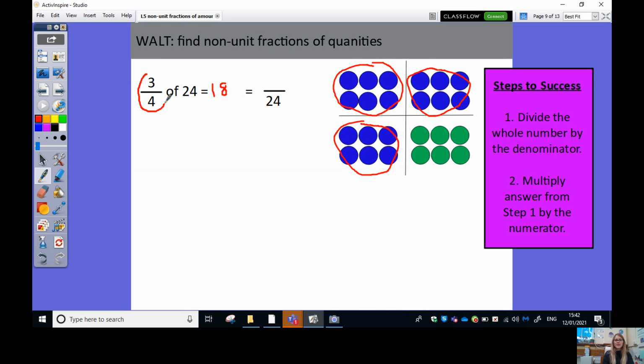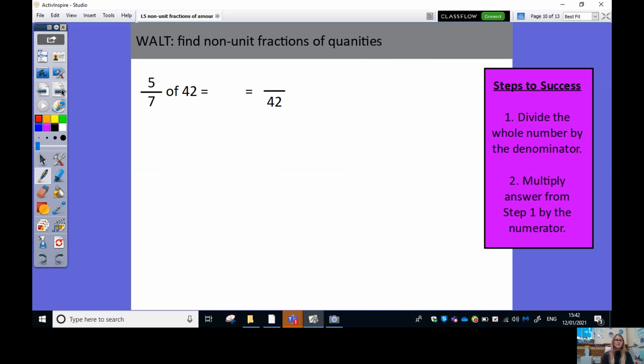So 3/4 overall out of the counters, I had 18 out of 24 counters were blue. So therefore I know 3/4 is equal to or equivalent to 18 out of 24. Okay, so let's look at a couple more examples before you go off and do your individual independent work.